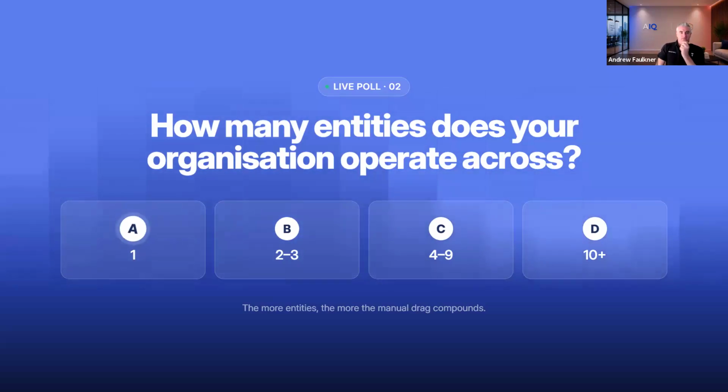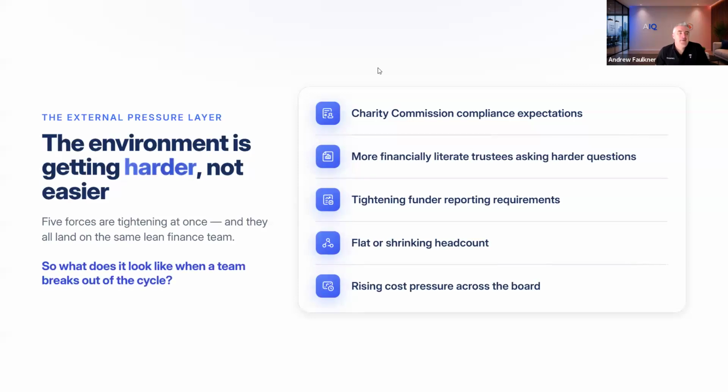So moving on now to the next one. Sorry, lost my mouse for a second, apologies. So the external pressure layer that comes into the charity world. The environment is definitely getting harder every year. I remember being at a charity event in London a couple of years ago, and they were talking about how we're in this volatile environment. All you have to do is switch on the news, your news feed on your phone, listen to the radio, look at the TV. The world has become more volatile. There's absolutely no question about it.